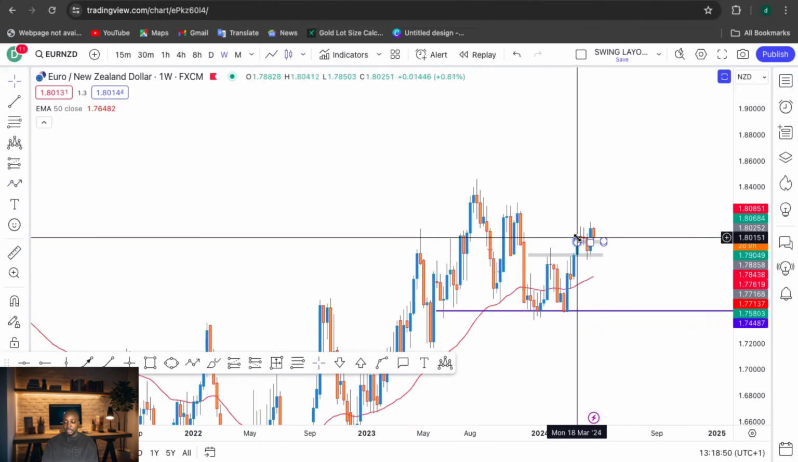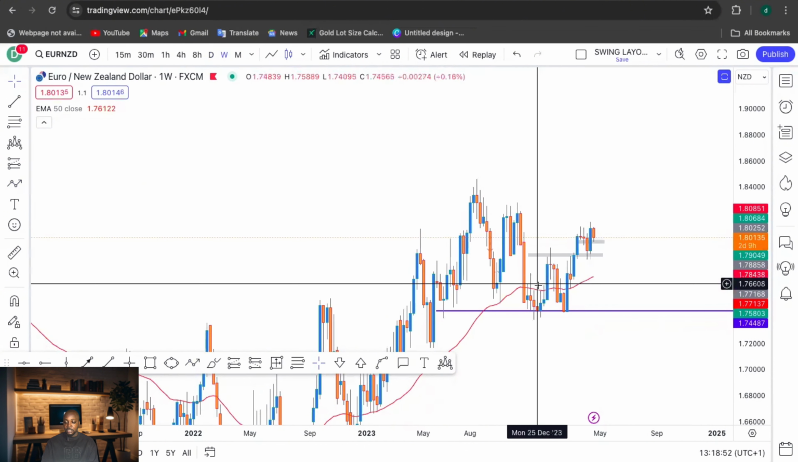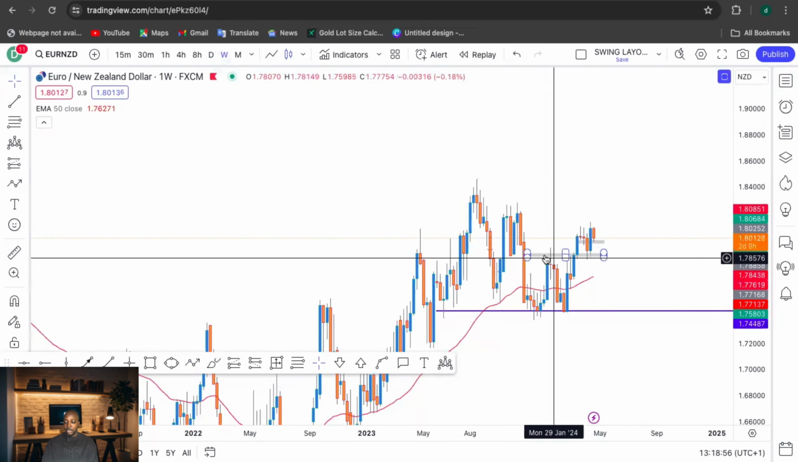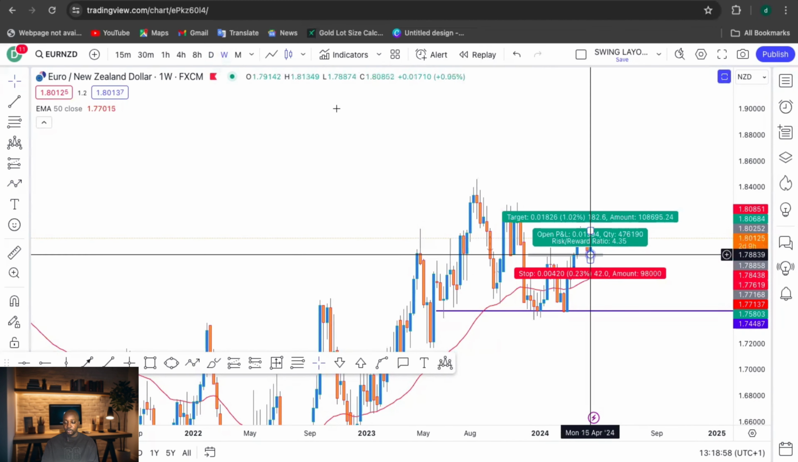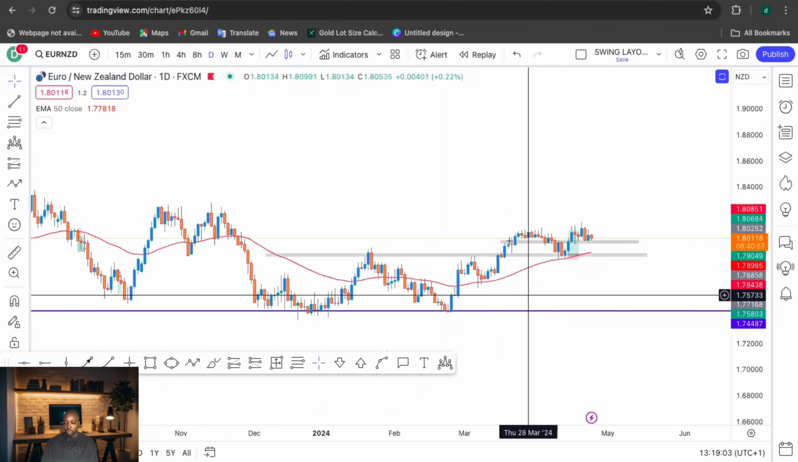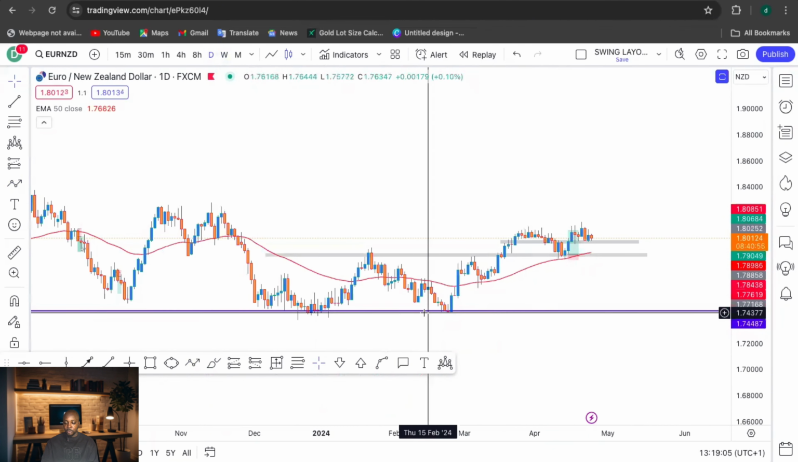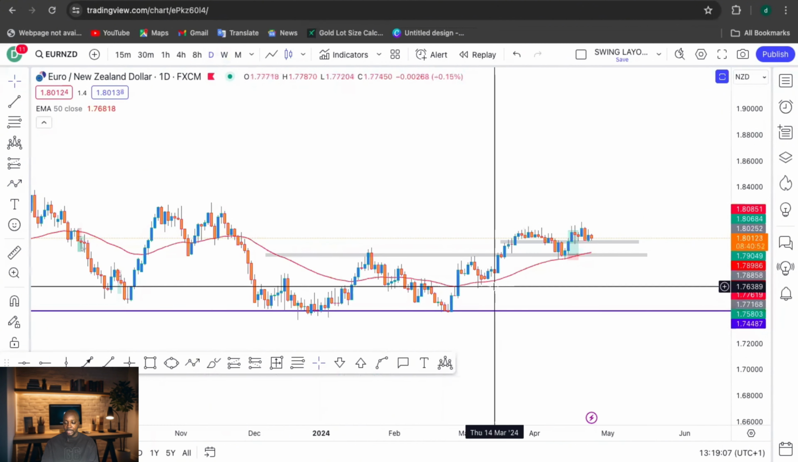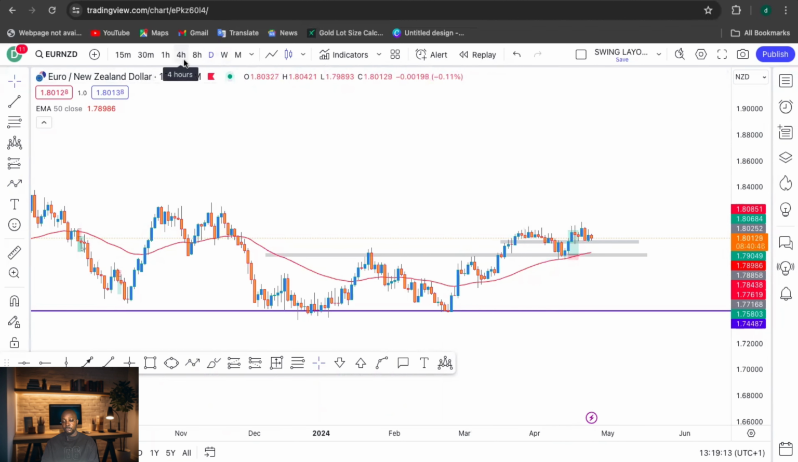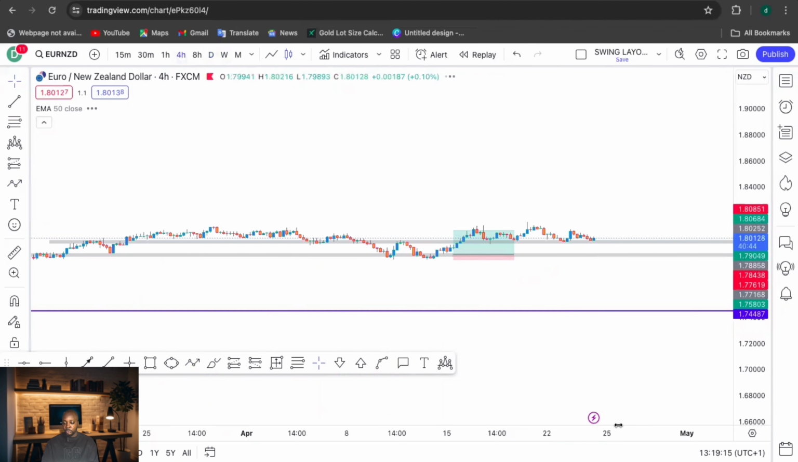A double bottom is a reversal pattern, especially on a higher time frame. It broke above the neckline and came back here to retest. On the daily time frame, scroll over to the daily time frame, the market was also in an uptrend: low, high, higher low, higher high, and it came back to this point to retest this level. Now, where did I find my entry? Go over to the 4-hour time frame.